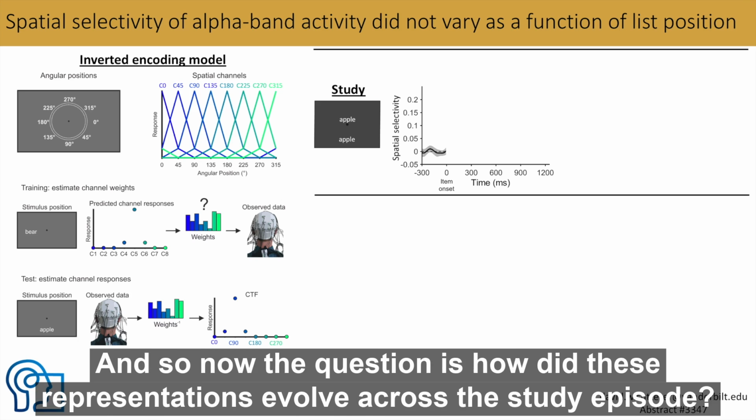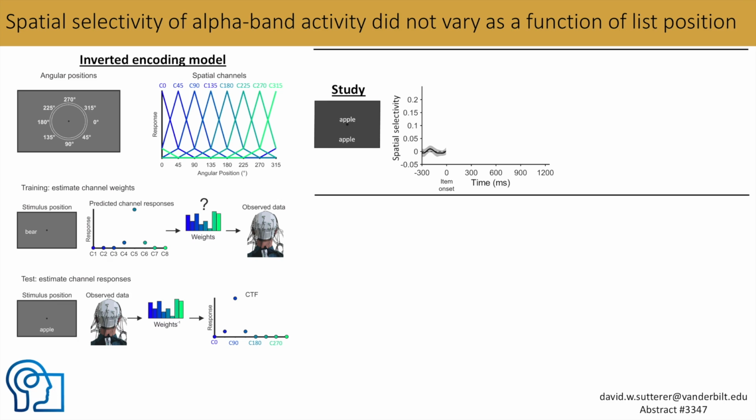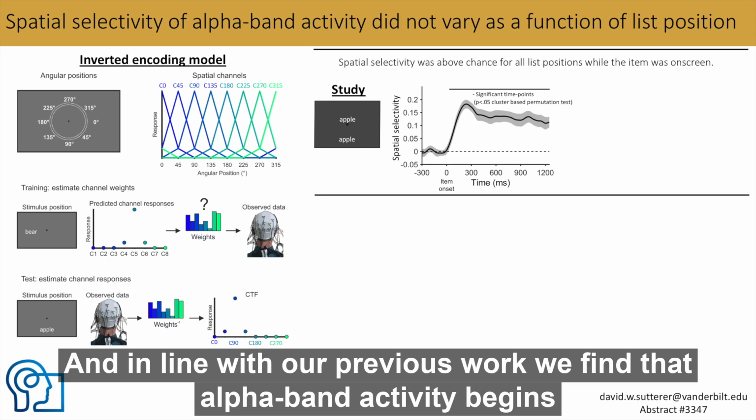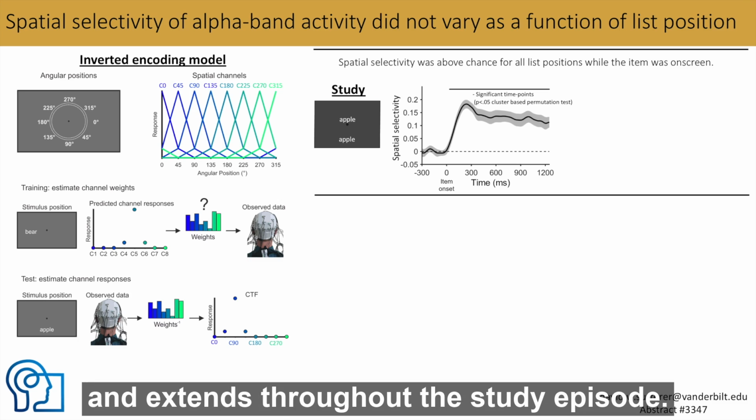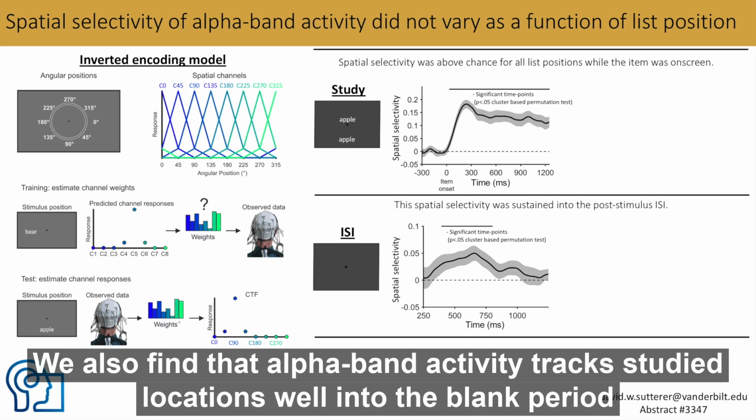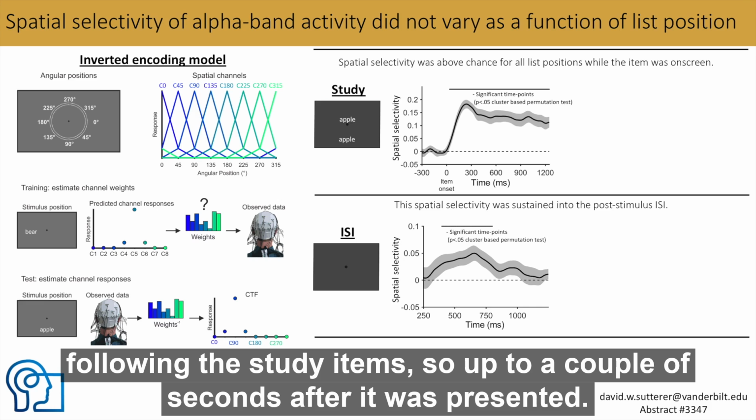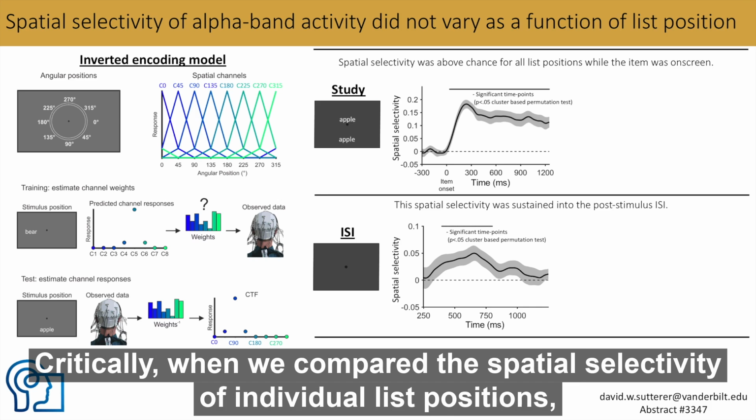Now the question is, how do these representations evolve across a study episode? In line with our previous work, what we find is that alpha band activity begins tracking studied locations within about 100 milliseconds or so of target onset and extends throughout the entire study episode. We also find that alpha band activity tracks these studied locations well into the blank period following the study item, so up to a couple seconds after it was presented.